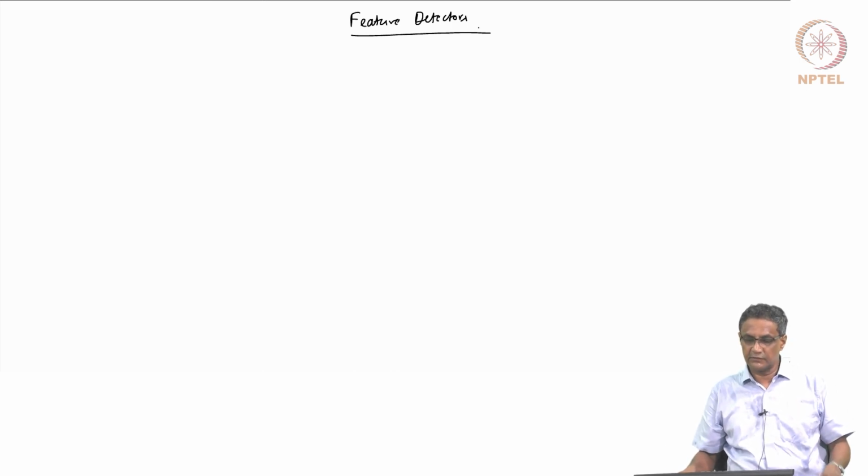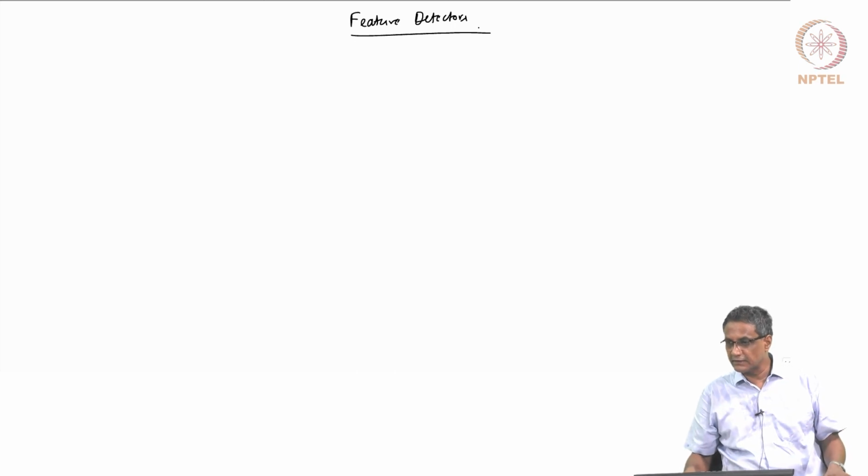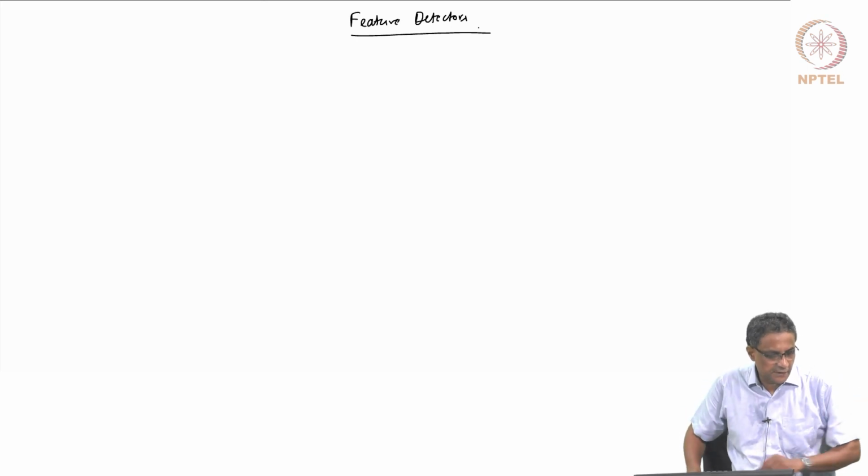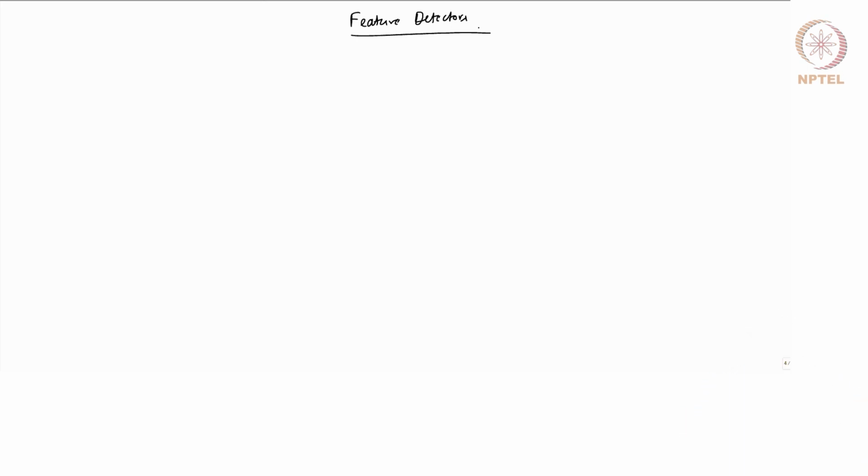Which allows you to identify certain things in one image, and then maybe you can actually match it across another image. And this feature detector thing often arises. Okay, so let me start by talking about types of features.